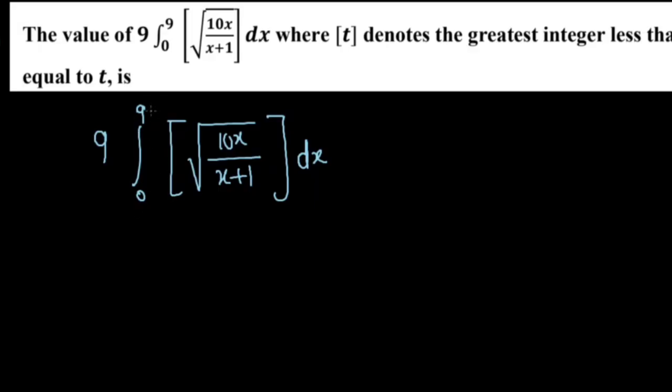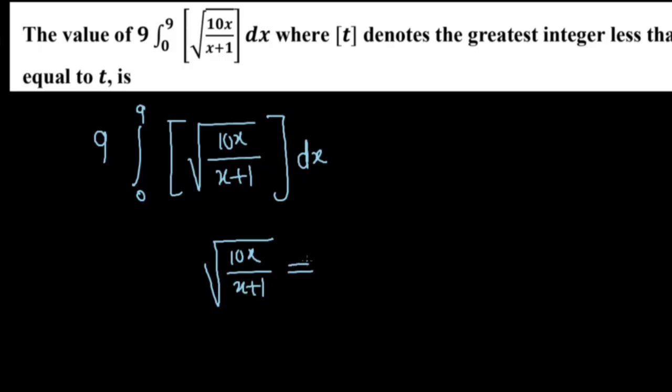Okay, 0 to 9. So here the function value breaks at integers, right? Now let us consider x equal to 0 first. At 0, okay, fine. After 0 I'll get 1, after 1, 2, then 3, 4, 5 and so on. So let us say this is the function. I'm considering this inside function, 10x divided by x plus 1.